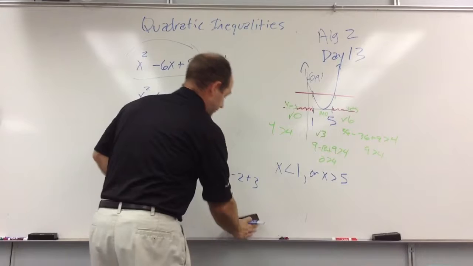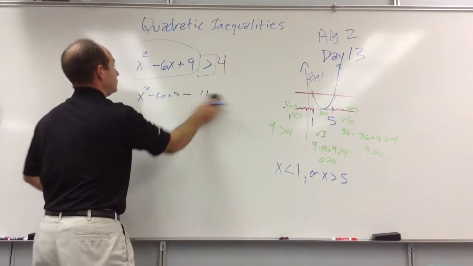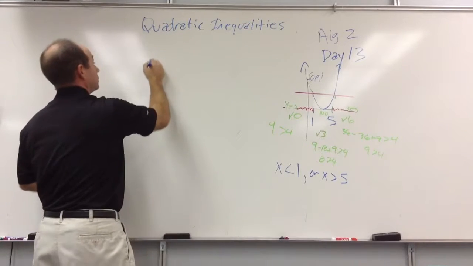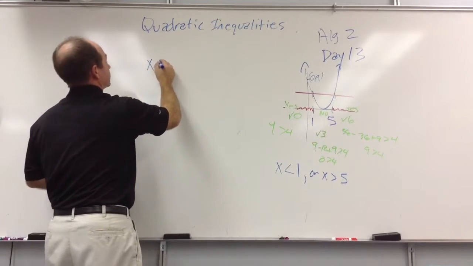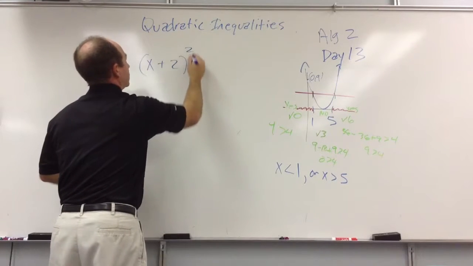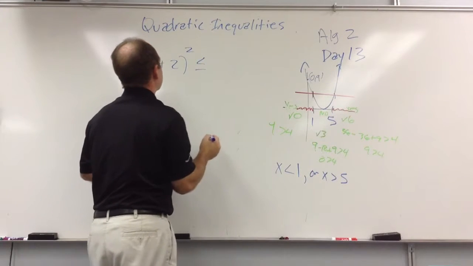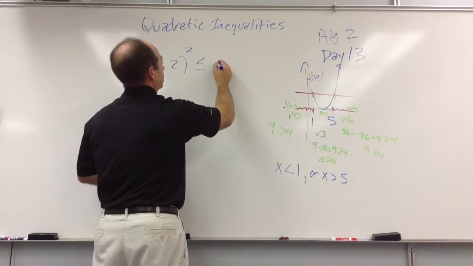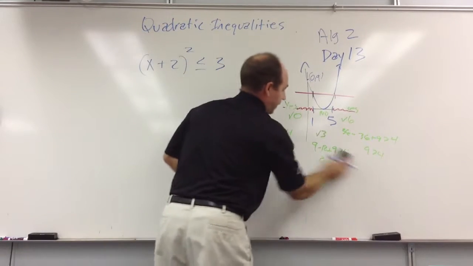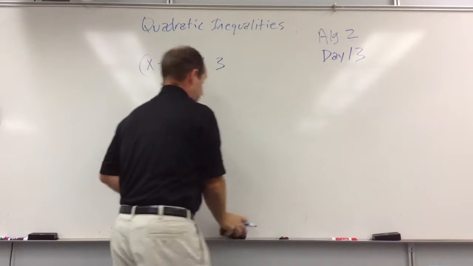Maybe what we should do is have you try another one. And let's see. If we can go (x plus 2) squared is less than or equal to 3. Okay? And what we want to try and do is, can we look for these solutions without showing a graph? Let's just look for a solution here.